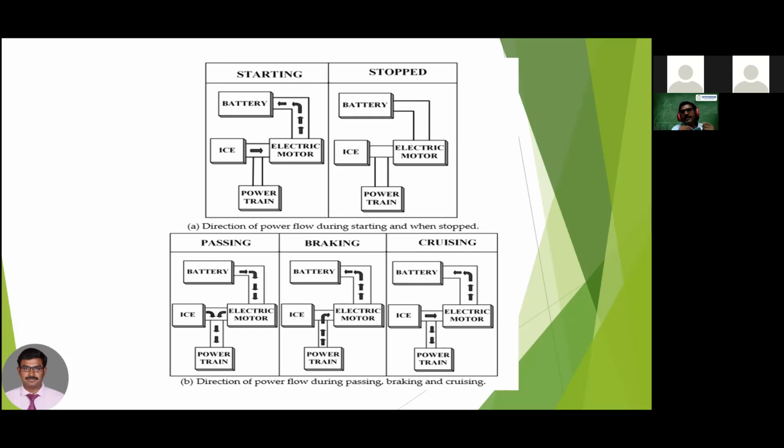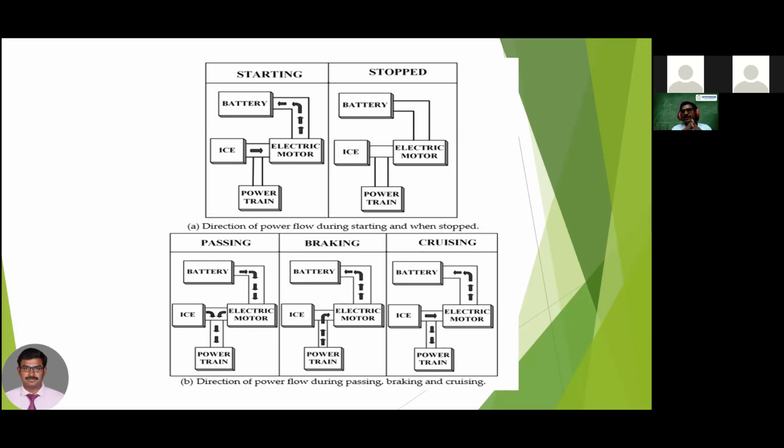Then passing mode. What do you mean by passing mode? In this mode, the driven wheel gets power from the IC engine and at the same time from the battery. The mechanical propulsion system and the electrical propulsion system both give power to the driven wheel. This is passing mode, right?